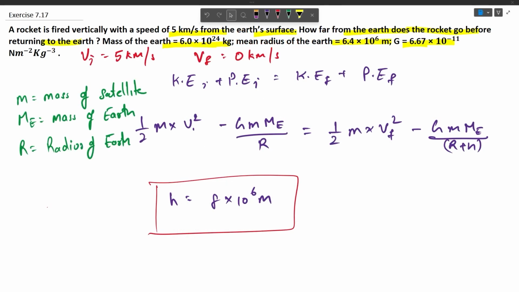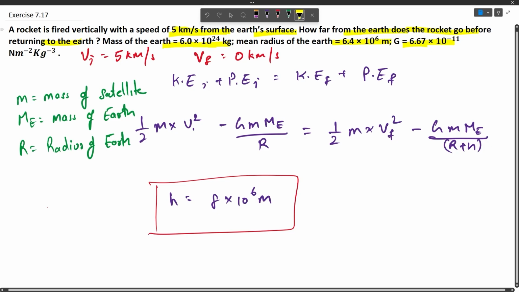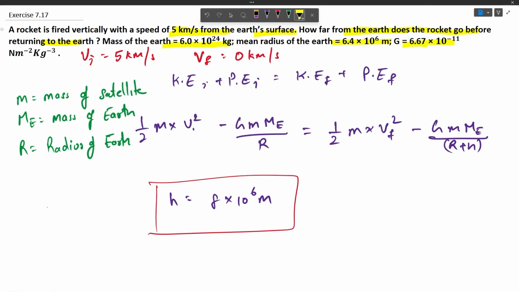The question says that a rocket is fired vertically up with a speed of 5 km per second from Earth's surface. How far from the Earth does the rocket go before returning to Earth? Mass of the Earth is given, mean radius of the Earth is given, and gravitational constant is given.